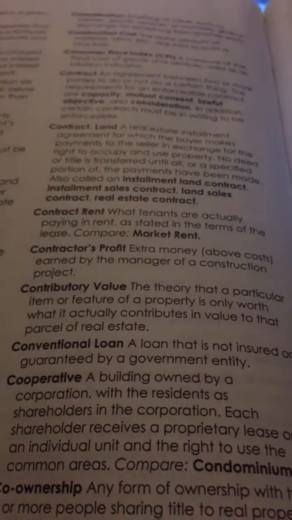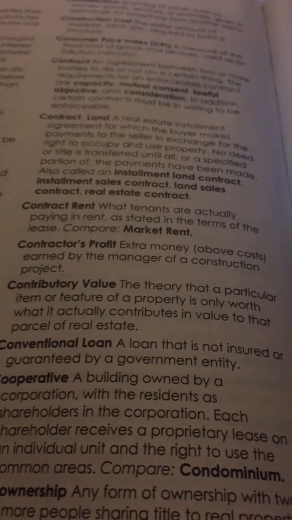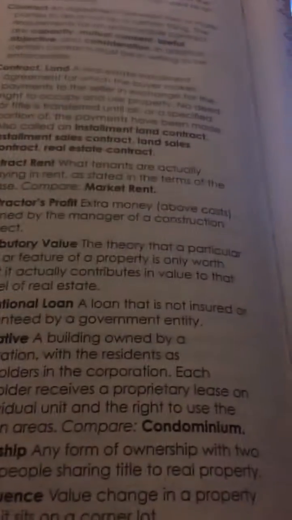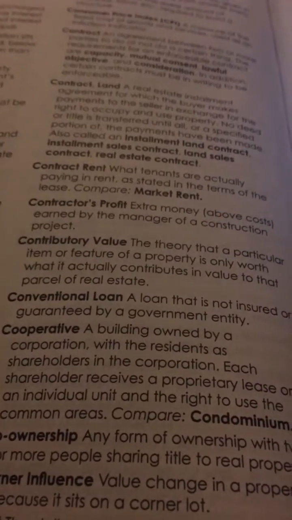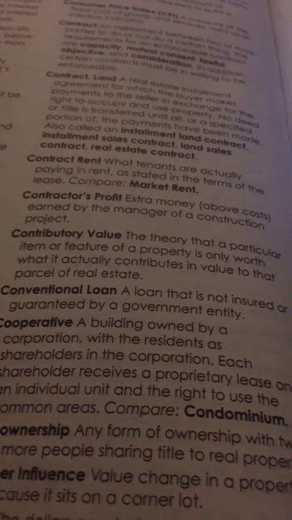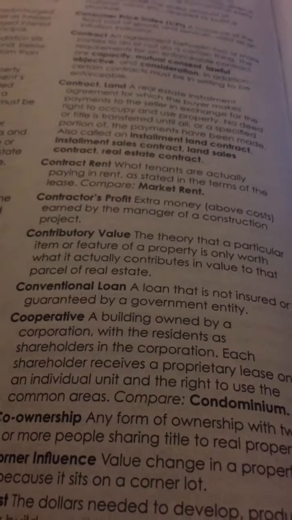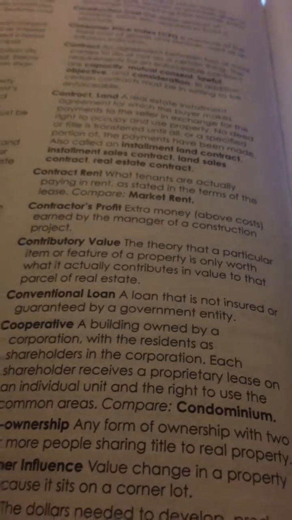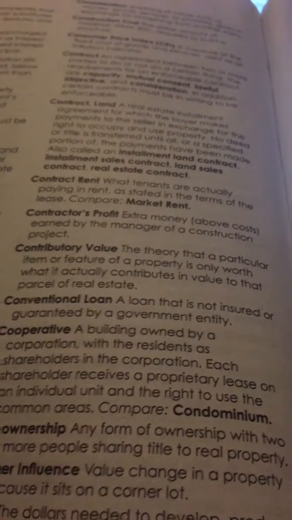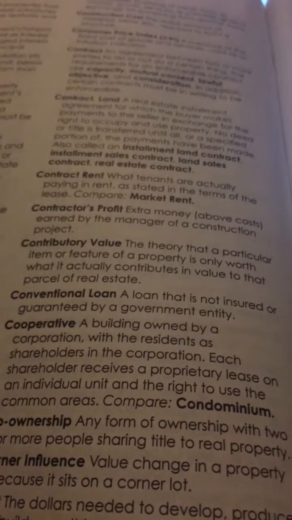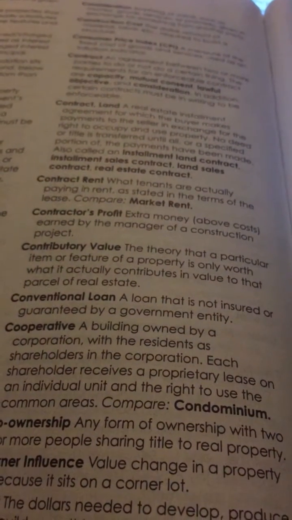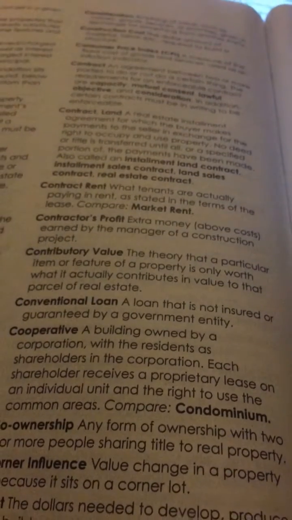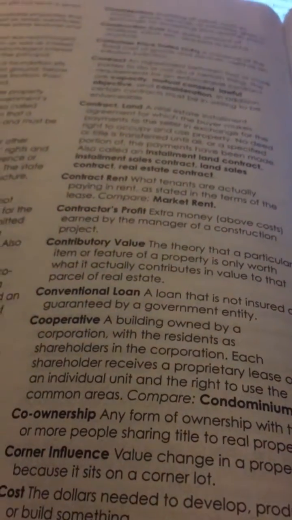Conventional loan. A loan that is not insured or guaranteed by a government entity. Cooperative. A building owned by a corporation with the residents as shareholders in the corporation. Each shareholder receives a proprietary lease on an individual unit and the right to use the common areas. Compare condominium.